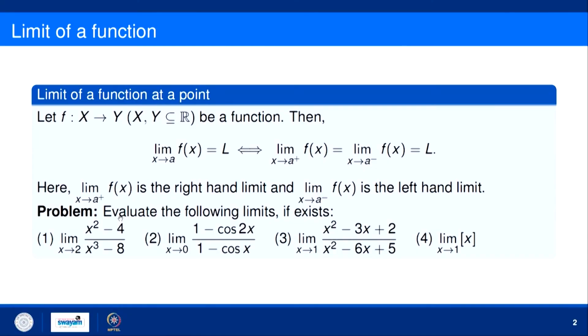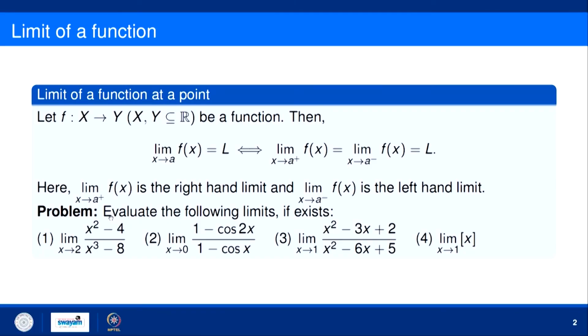If you want to show the existence of these, of course, you can find out the left hand limit and right hand limit, and you can show that they are equal to say that this limit exists. Okay. However, we can quickly see that for such functions, the limit exists at a given point.